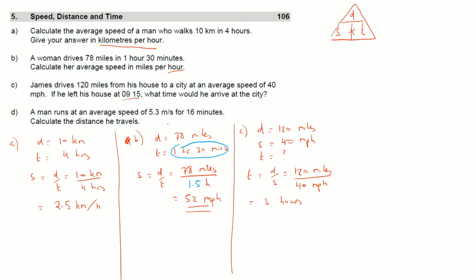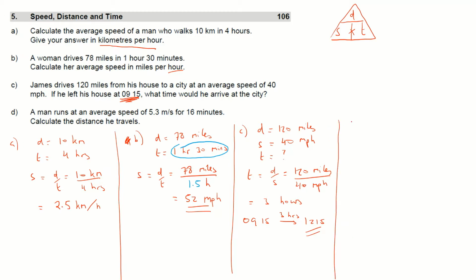So he left his house at 9:15. It takes him 3 hours more. So I believe that will be 12:15. All right. Now, I'm not going to say if this is AM or PM because this is in 24-hour clock time here, okay? That's 9:15 AM. This is 12:15 PM. This is 15 minutes past midday.